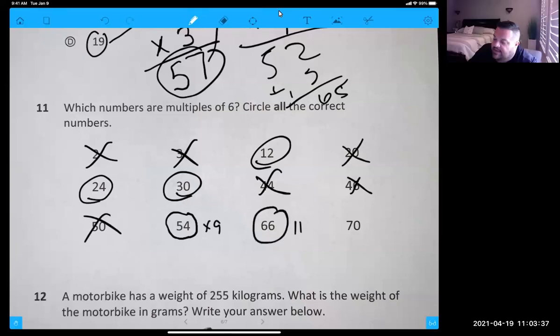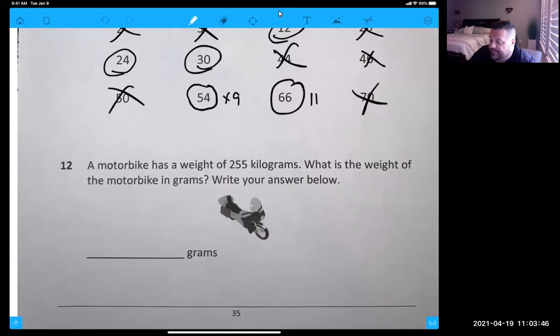It goes into this 11 times, right? And into 70. If it goes into 66, it does not go into 70. So there's your answers for that one. Good work. All right, number 12.